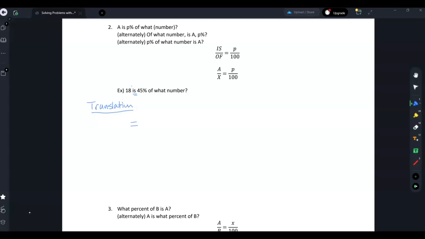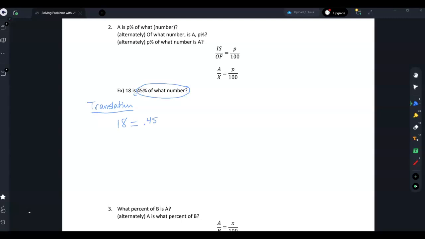In this case, the only thing that comes before the word "is" is 18. So 18 equals, and half of my equation is already written. And so then the rest of this is, how do I write 45% of what number? So 45% would translate as a decimal to 0.45 or 45 hundredths.